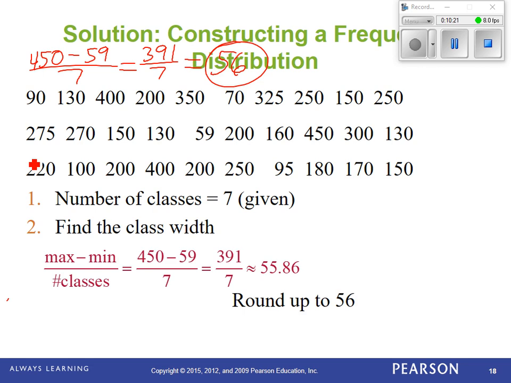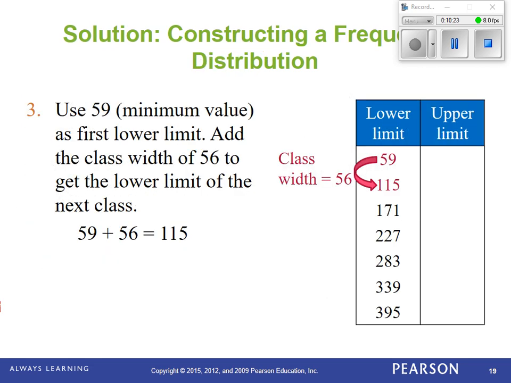So 56, then once we have that, you're going to put your lowest number in your list, that's just the lowest number in the list. That's always going to start you, and then you're just going to add 56 all the way down for the lower limits to get each one of the next. So you find all of the lower limits first.